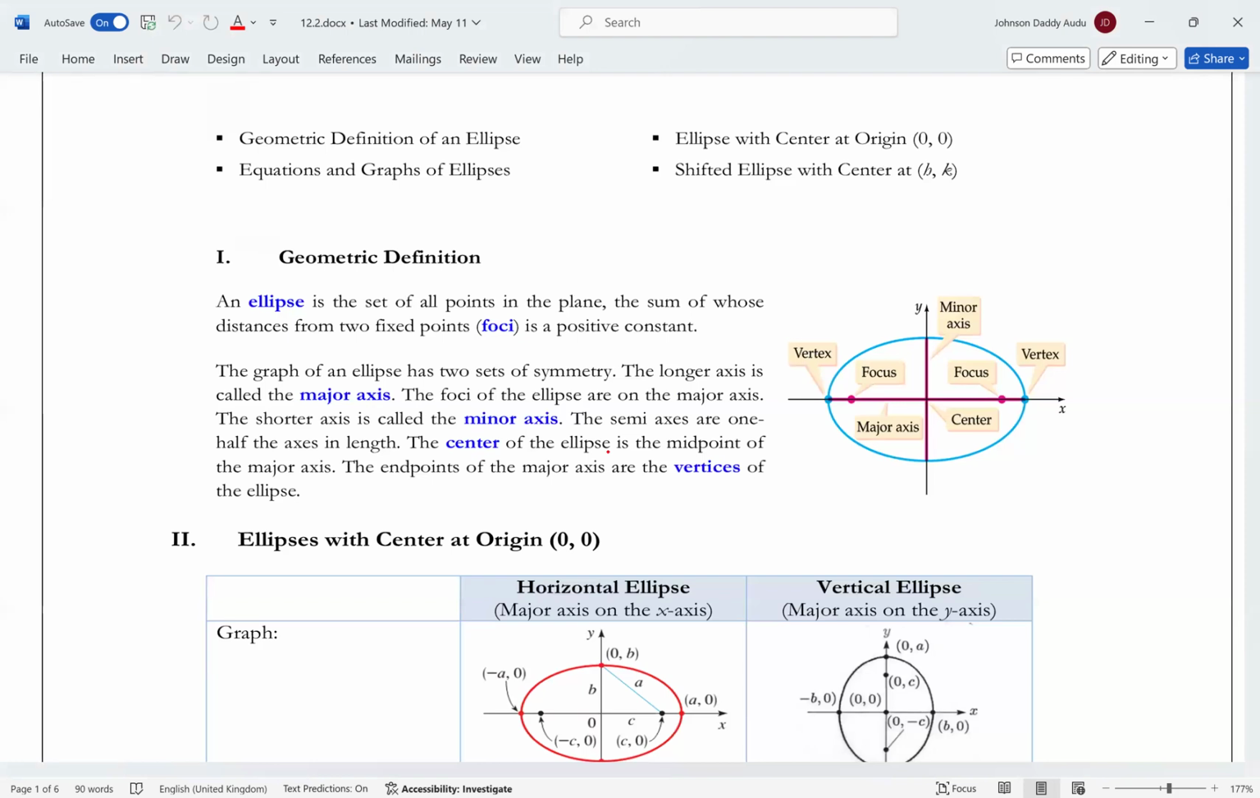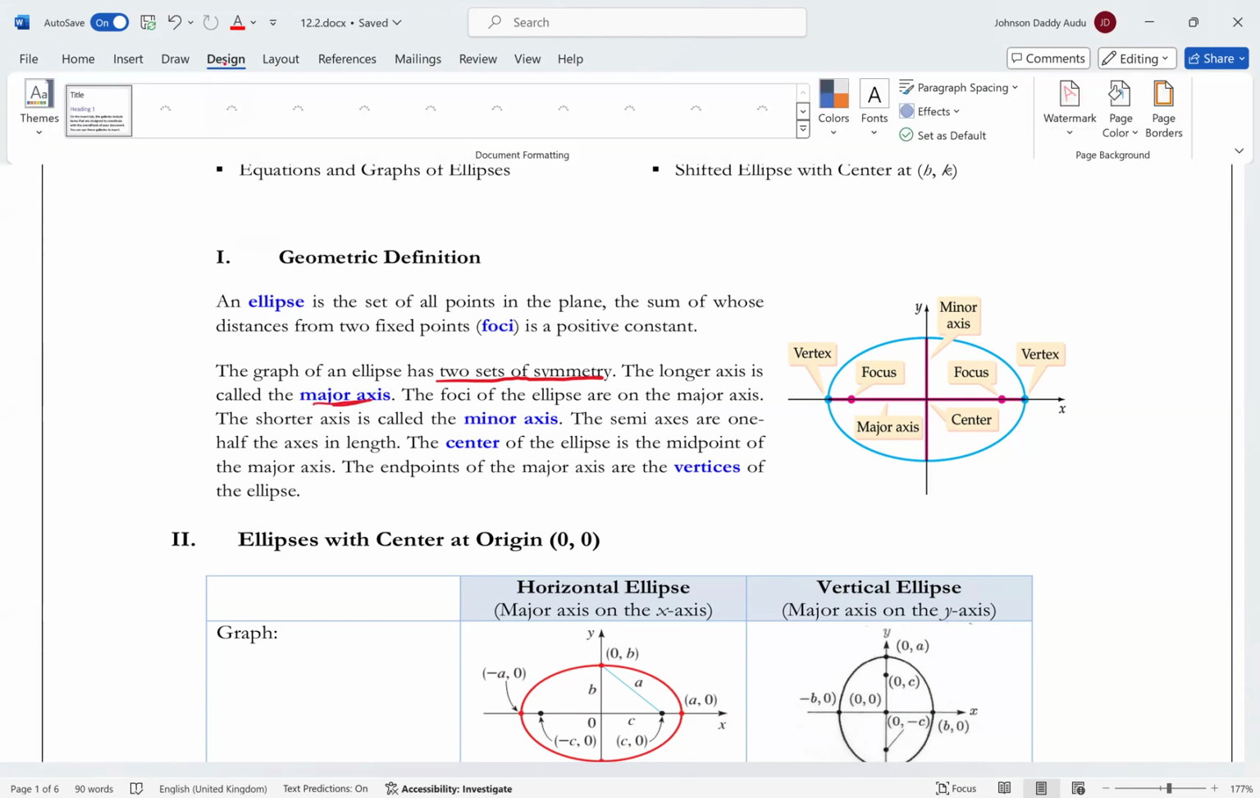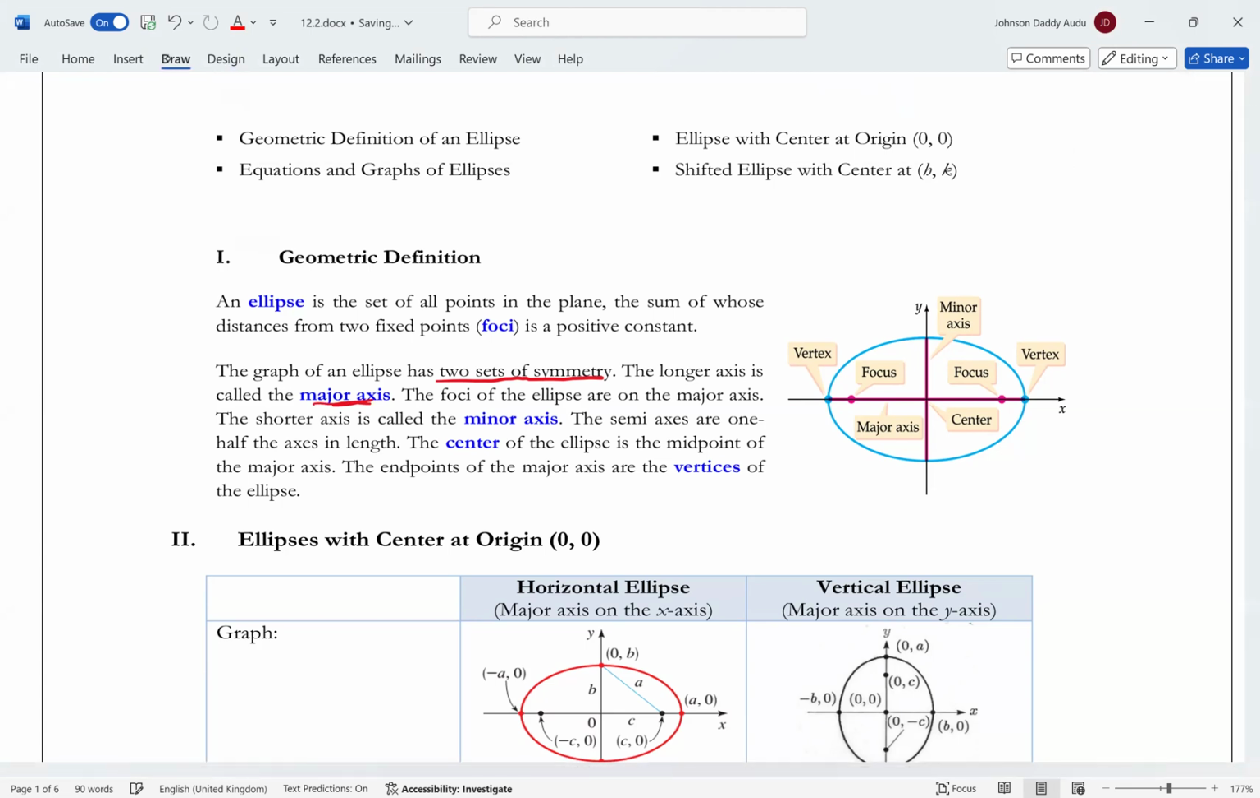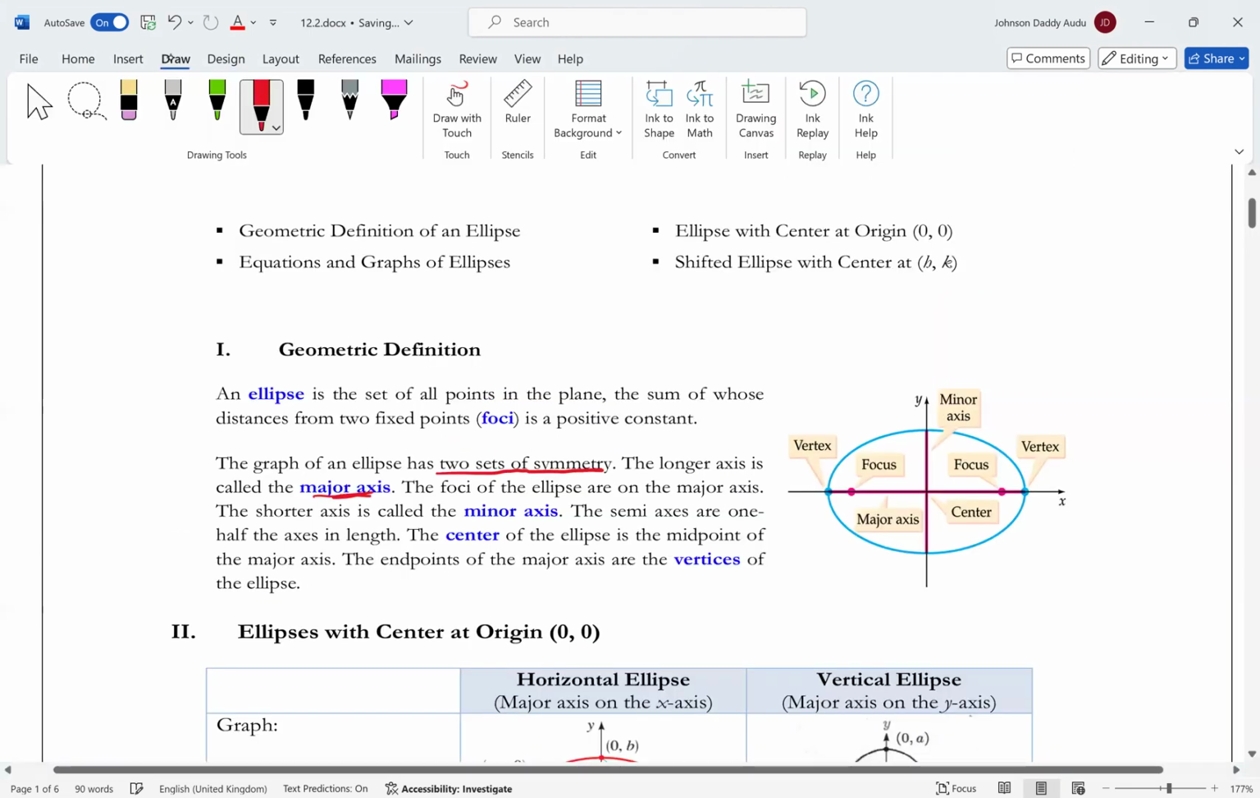So we said the graph of an ellipse has two axes of symmetry. Unlike in the case of a parabola, where we have only one axis of symmetry, in the case of an ellipse we have two. The longer one is called the major axis, and the shorter one is called the conjugate axis. Both of these axes are very important. Both of them divide the ellipse into two equal halves. Just like this, you see the longer one is going to be the x-axis, while the shorter one is the y-axis.